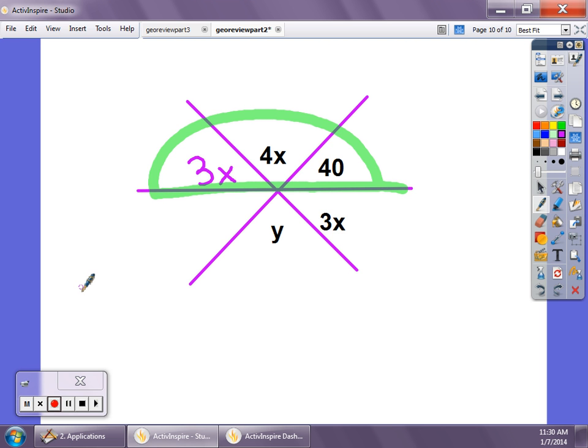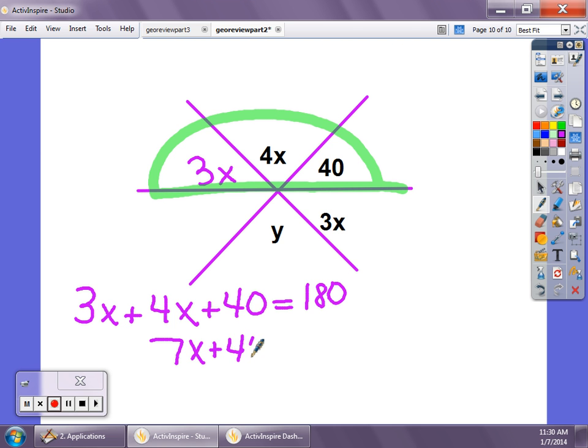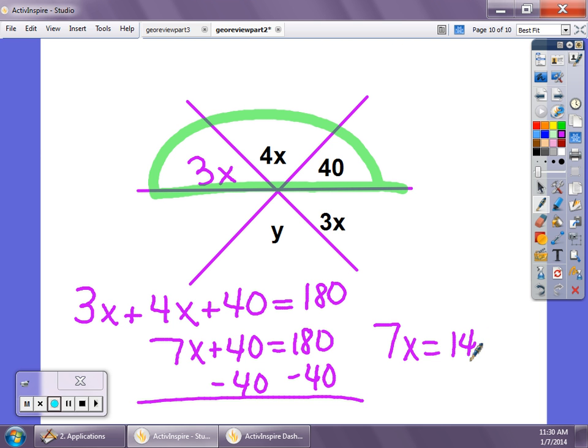What's my equation? 3x plus 4x plus 40 equals 180. This is going to help us solve the majority of the problem. 7x plus 40 equals 180. What would you like me to do? Subtract 40. Those vertical angles are going to be important. They show up in proofs and everywhere else. 7x equals 140. How many times does 7 go into 14? 2 times, bring down that 0, 20. X equals 20.